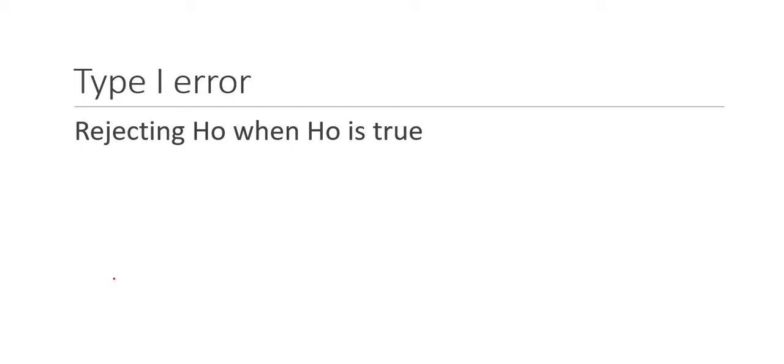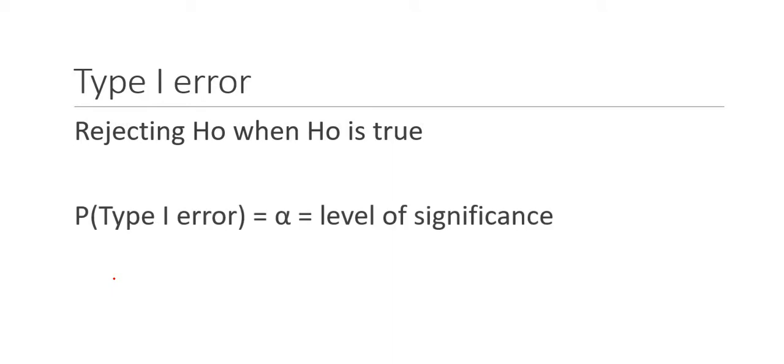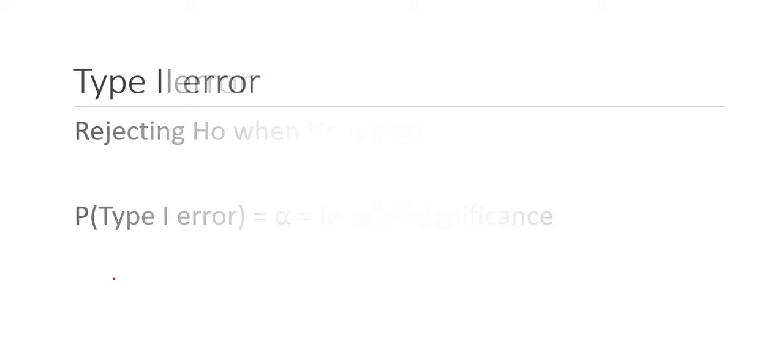And we've already encountered before that the probability of committing a type 1 error is actually represented by alpha, or the level of significance. This is the probability of rejecting H0 when it is true, hence committing the mistake in our hypothesis test. We also have another error called the type 2 error. This is not rejecting H0 when H0 is not true.